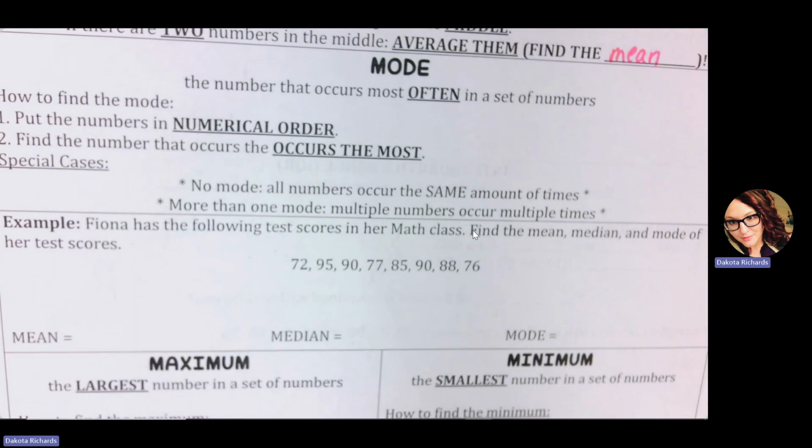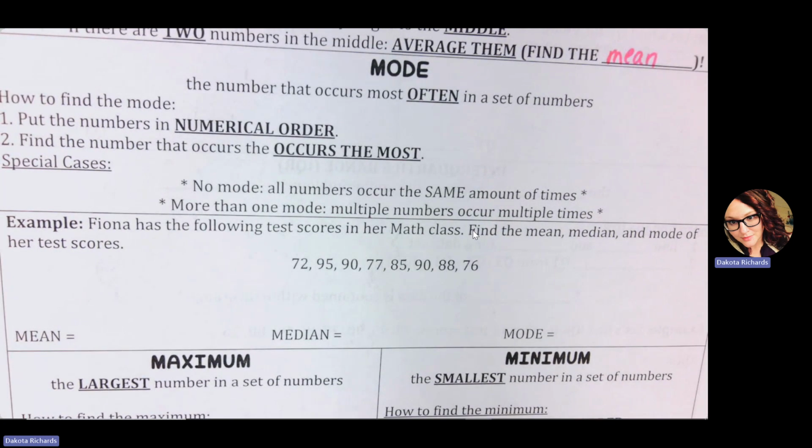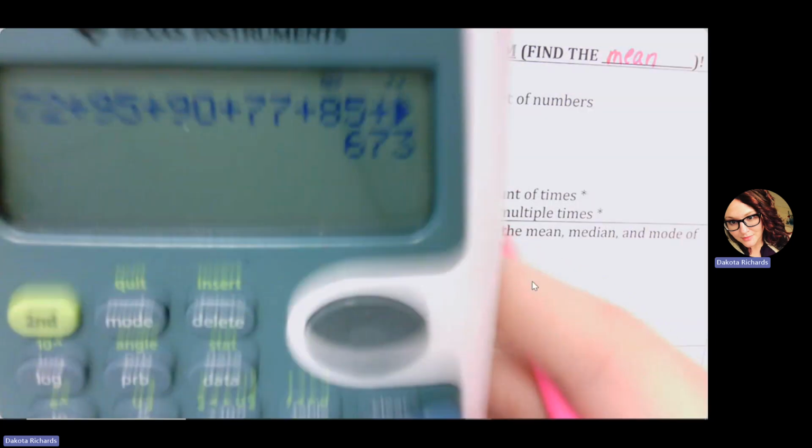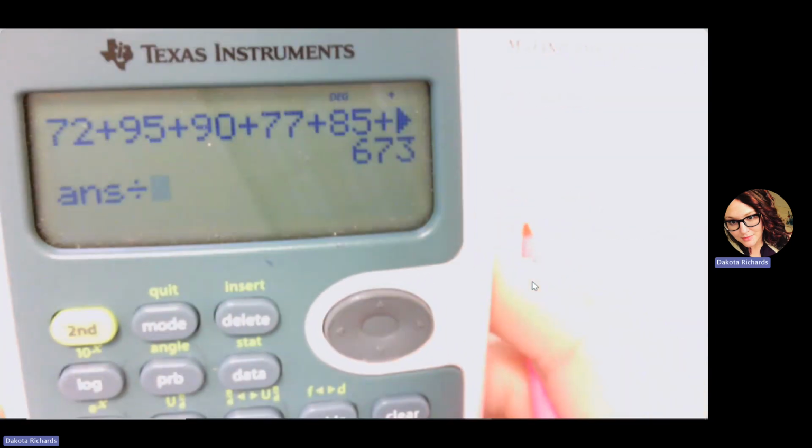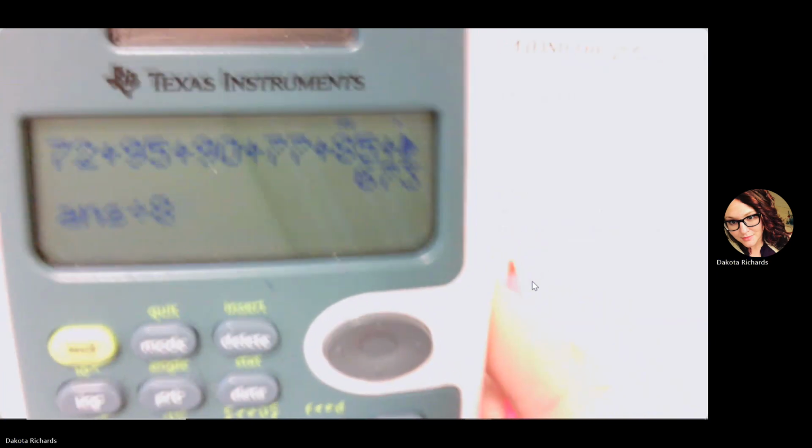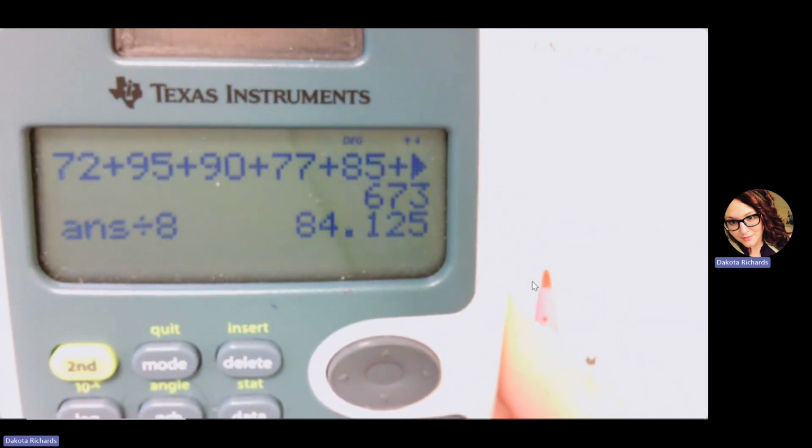It says Fiona has the following test scores in her math class. Find the mean, median, and mode of her test scores. So to find the mean, you're just going to add up all your numbers. So we've got 72 plus 95 plus 90 plus 77 plus 85 plus 90 plus 88 plus 76. You add those up, I got 673, and I'm just going to divide that by 8. And your average is 84.125.